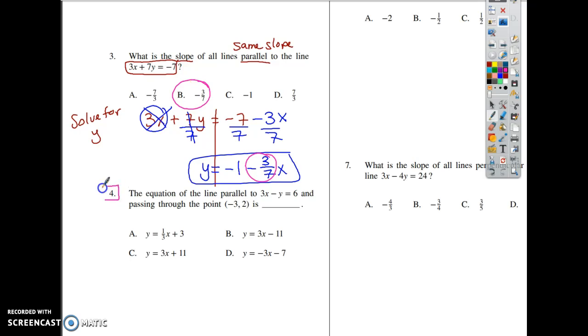Number 4, you would have to solve for y first. Okay, solve this one for y, find the slope, and then you have to do point slope form like you did on the homework yesterday, and how you're going to do it today the same way. So you'll be practicing some of these today on your worksheet. Problem number 7.